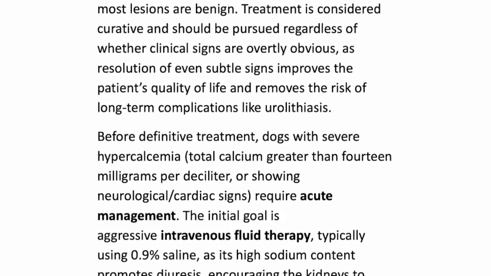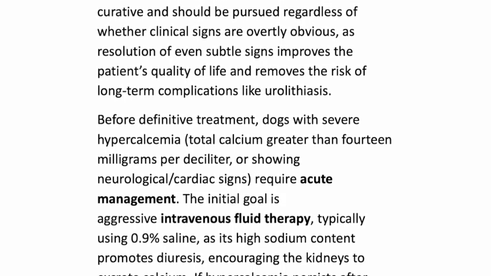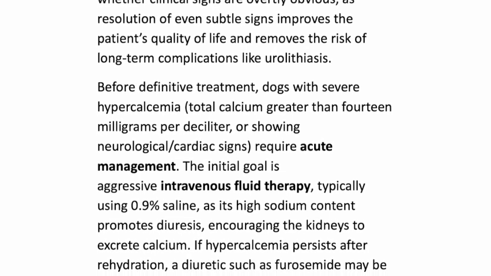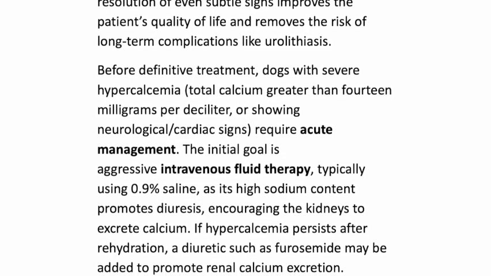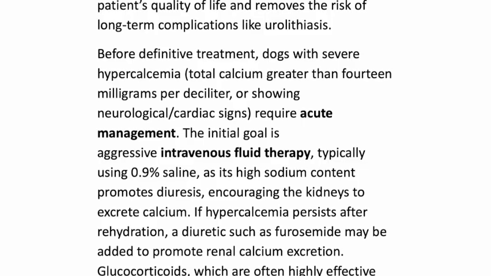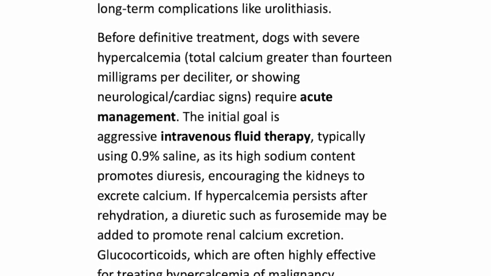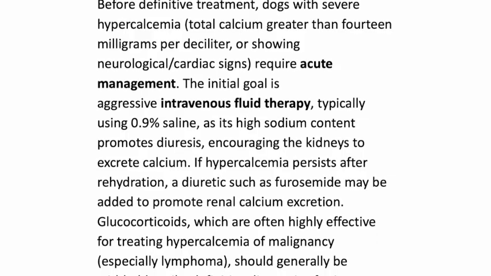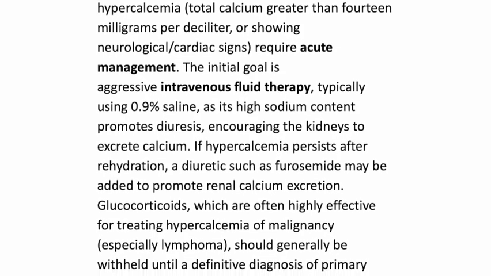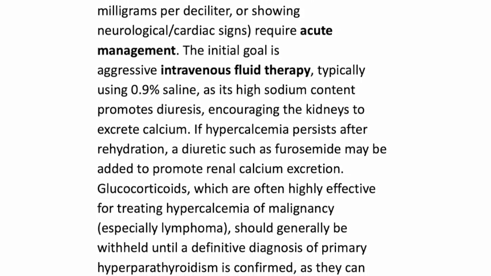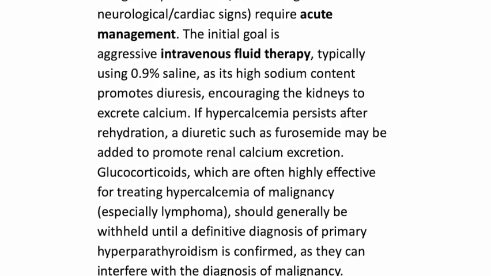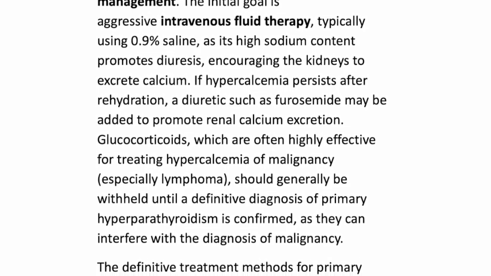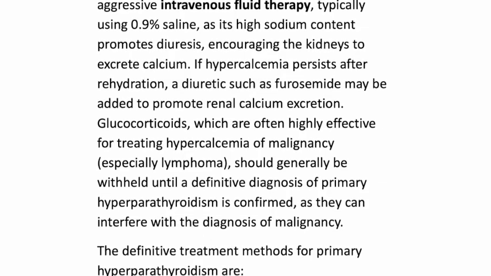Before definitive treatment, dogs with severe hypercalcemia, total calcium greater than 14 milligrams per deciliter, or showing neurological/cardiac signs, require acute management. The initial goal is aggressive intravenous fluid therapy, typically using 0.9% saline, as its high sodium content promotes diuresis, encouraging the kidneys to excrete calcium. If hypercalcemia persists after rehydration, a diuretic such as furosemide may be added to promote renal calcium excretion.